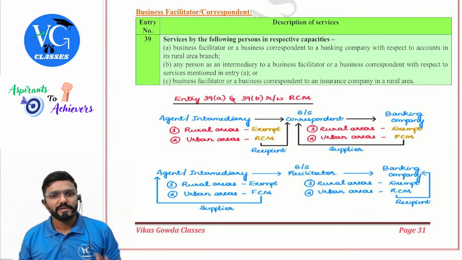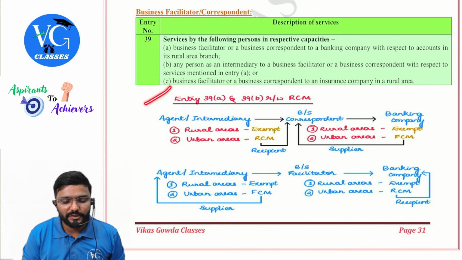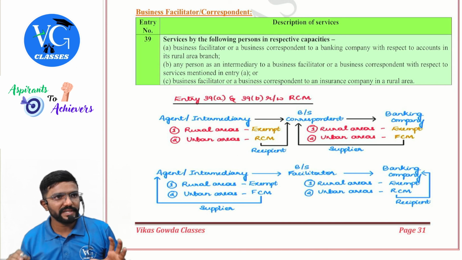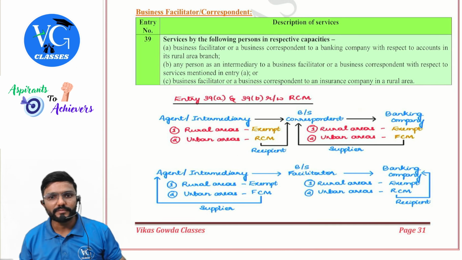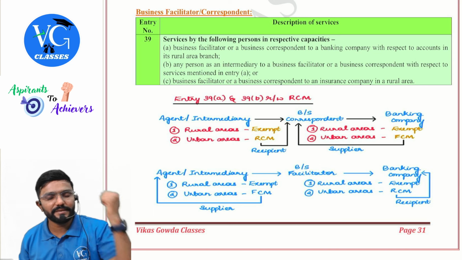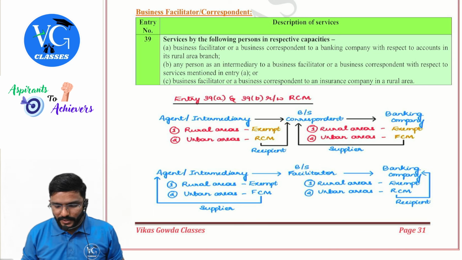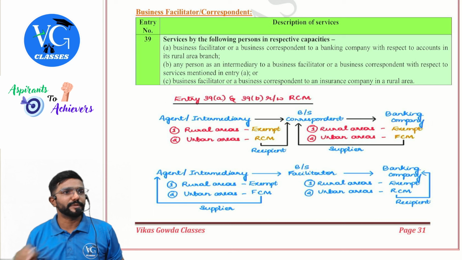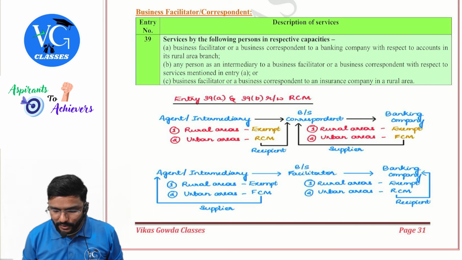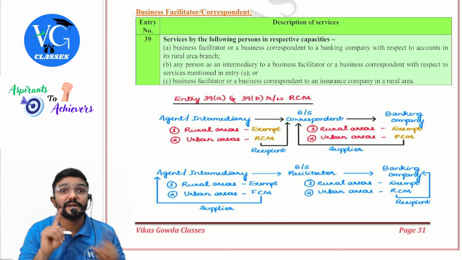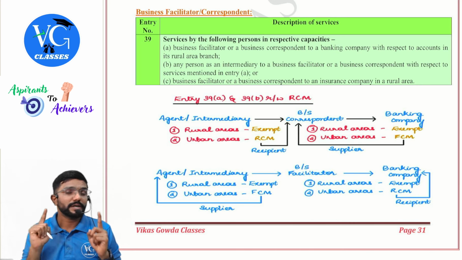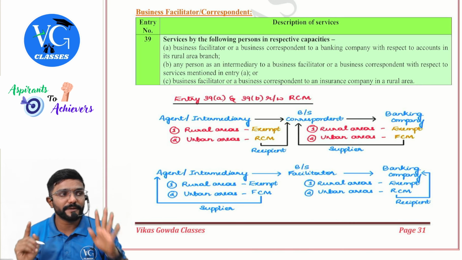Listen. This first chart is with respect to 39A and 39B. Only 39A and 39B. First, let us take this part. Business correspondent is giving services to banking company. If it is with respect to rural area, exempt. If it is with respect to urban area, taxable under FCM. Who should pay tax? Business correspondent, not covered in RCM. That means taxable under FCM.